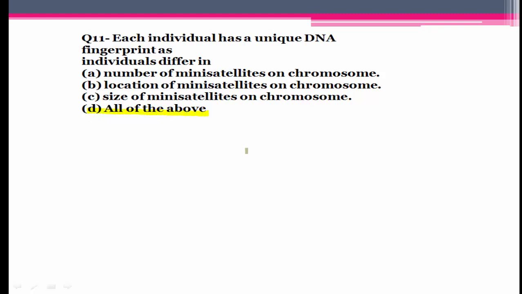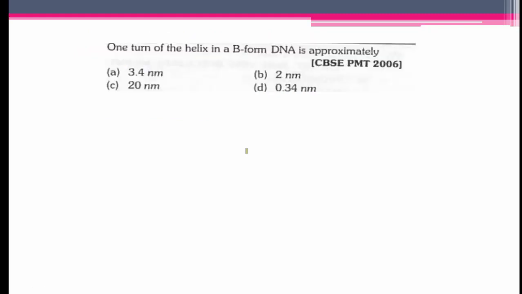The DNA fingerprint is unique as individuals show differences in the number of minisatellites, differences in the location of minisatellites, and size of minisatellites. So the right answer is option D. And moving to the next question. So these are some questions selected from previous question papers.